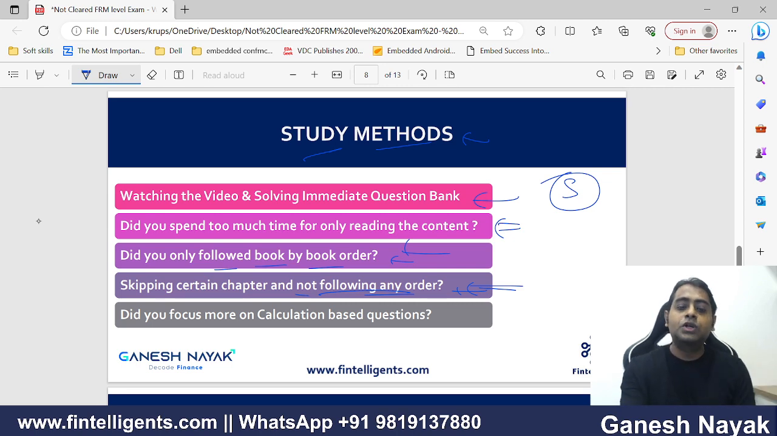Did you focus too much on calculation? Now, why is this so relevant? Because right now the pattern is that they're asking more theoretical questions. More theoretical means your understanding is checked. They're not testing your calculation ability that much. Even the formulas might be given in the exam question. So did you focus more on calculation and formulas, and then realize, oh, theory questions were heavy in the exam, and that led to the failure? Ask this question to yourself.